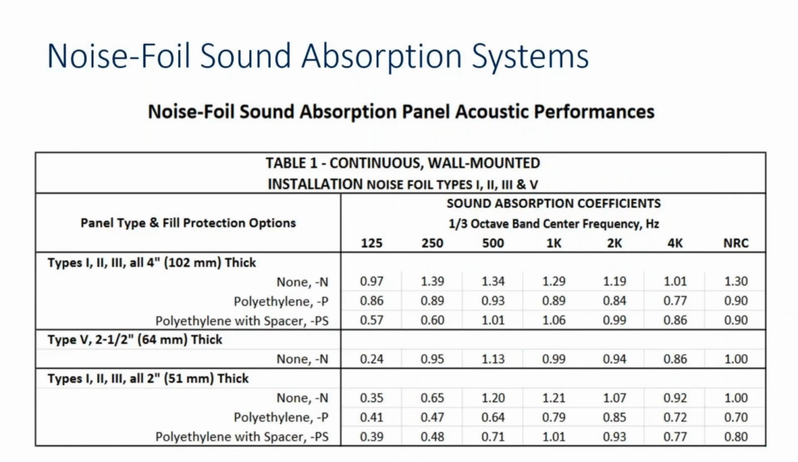One other trend that you can key in on while you're looking at this table that shows values for sound absorption coefficients and NRC with a polyethylene wrap and spacer is that the polyethylene wrap and spacer generally affects the sound absorption negatively. If you're looking for the highest sound absorption possible, in general, that's going to come with a panel that does not include either a polyethylene wrap or a spacer.